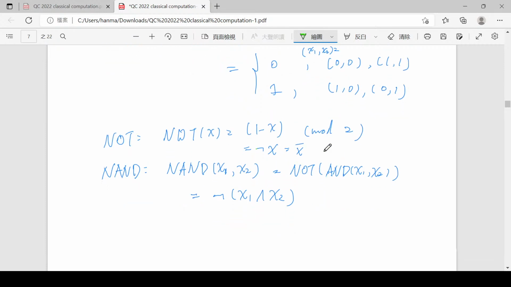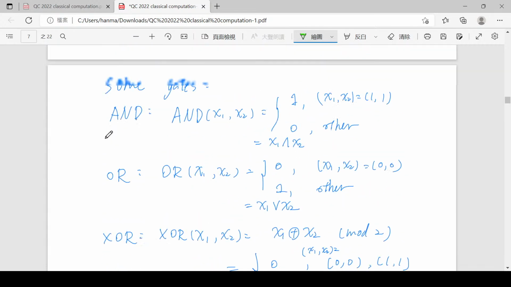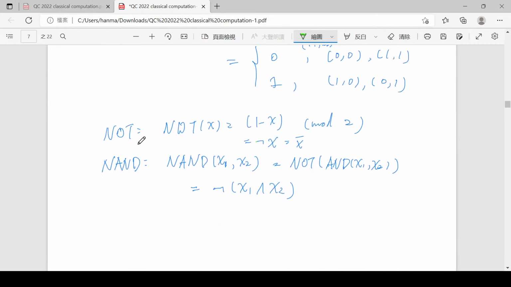Okay, and finally there is the NAND gate. This is not AND. Just as we said, NAND is not AND. So basically, for this 2-bit gate, you compute the AND of x1 and x2 first, then you just apply a NOT on it.